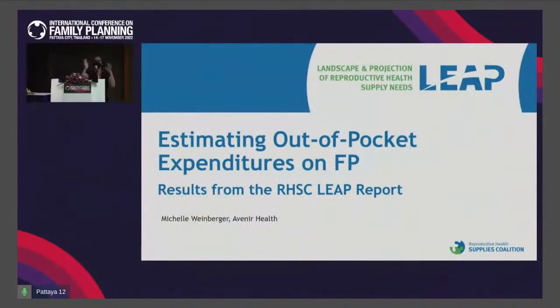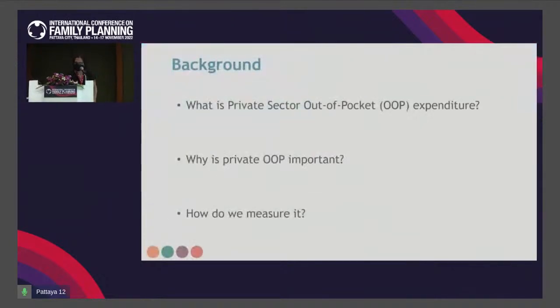Great. So we're completing the picture of expenditures. We started by hearing about the role of government expenditures, and have just heard two different perspectives around donors. And so I'm going to talk about that last part of the pie, out-of-pocket expenditures on family planning. And this comes from work that we've done in collaboration with the Reproductive Health Supplies Coalition.